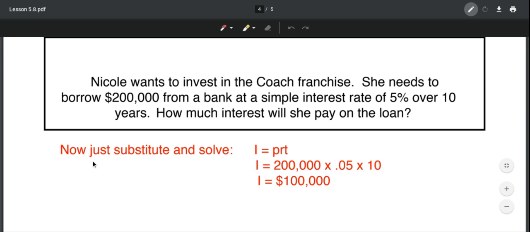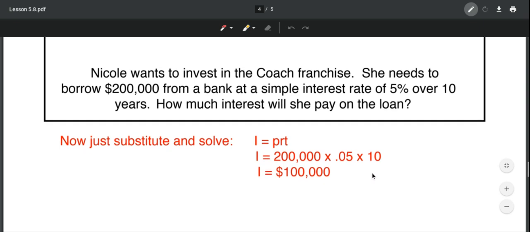So if we substitute and solve, then we will substitute the P for the 200,000 because that is the amount that is going to be borrowed. The simple interest rate is 5%. As a decimal, it is written as 0.05. And then T represents the time, which is 10 years, so multiply that by 10. When we do the multiplication straight across, we would have 200,000 times 0.05 times 10 equals 100,000.